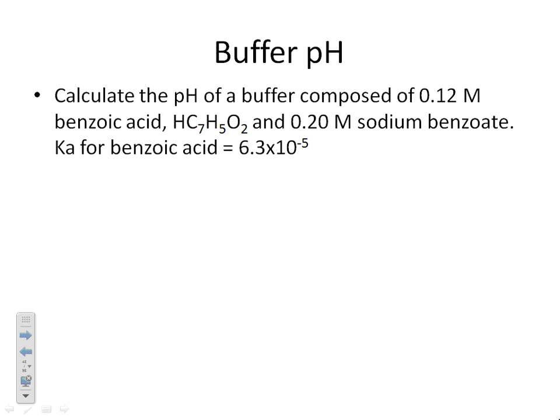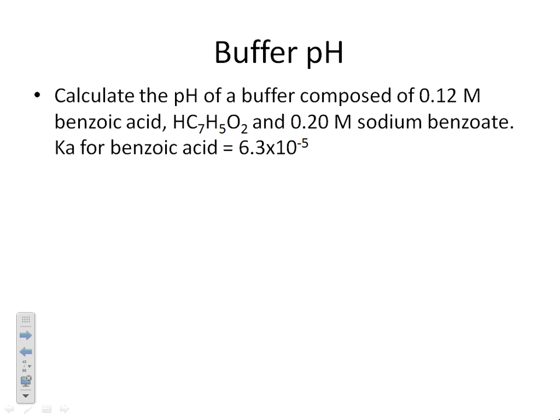First up, calculate the pH of a buffer composed of 0.12 molar benzoic acid and 0.20 molar sodium benzoate. The Ka for benzoic acid is 6.3 times 10 to the minus fifth. Now, you can absolutely solve this problem by writing a reaction. You're going to write a Ka reaction. You've got your benzoic acid goes to H plus and the benzoate.